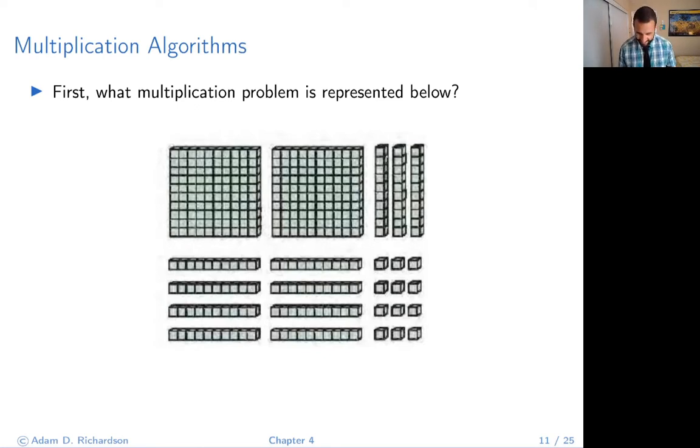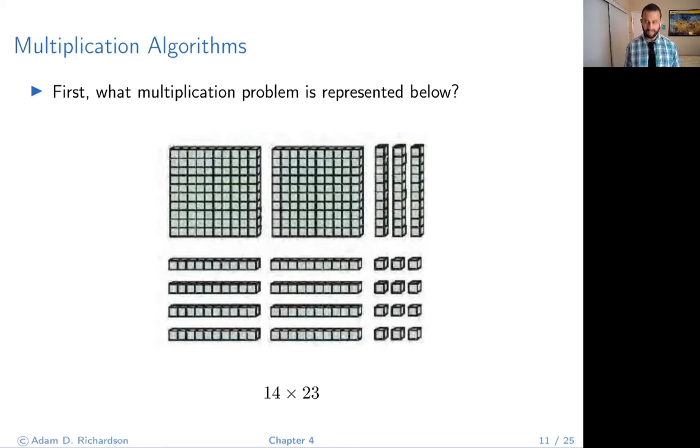Okay, so I'm sure a lot of you came up with a lot of different answers, but let's see what this problem actually is. What is being represented here? This is the problem 14 times 23. Yep, that's right. This is 14 times 23. There's a lot of interesting interpretations, but remember, multiplication will always be able to be represented as an area.